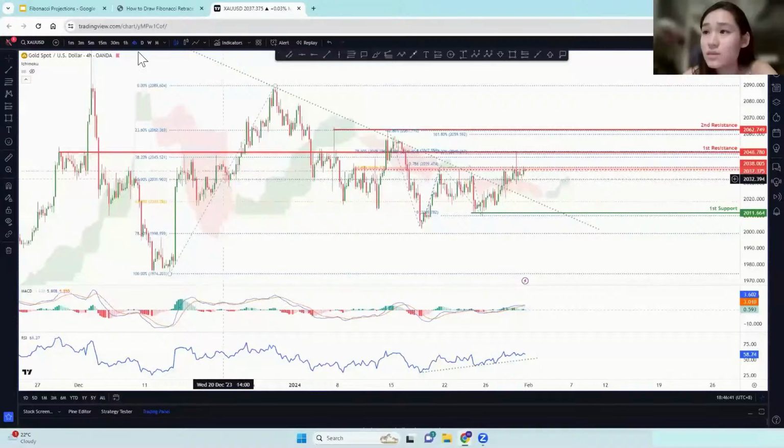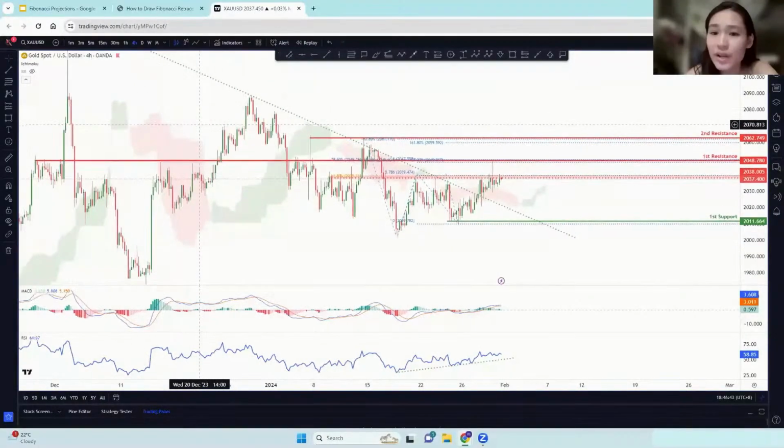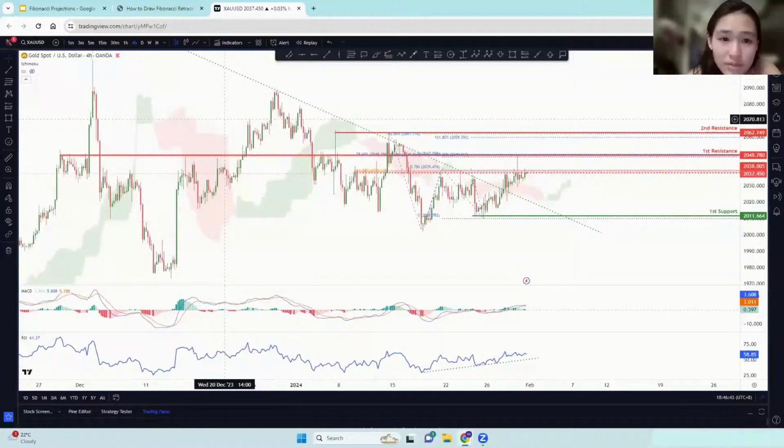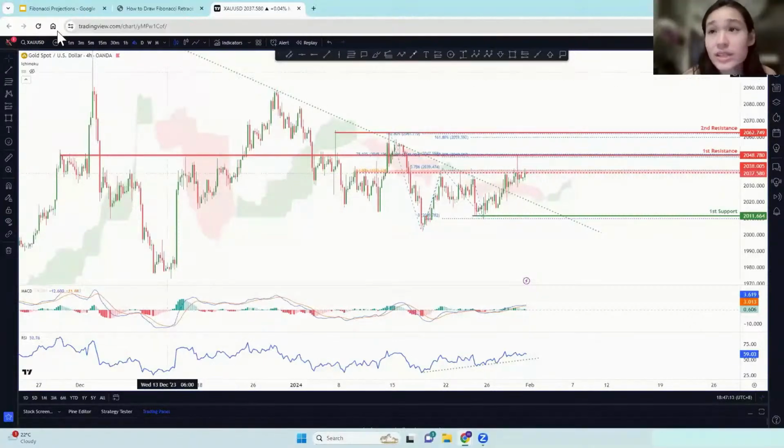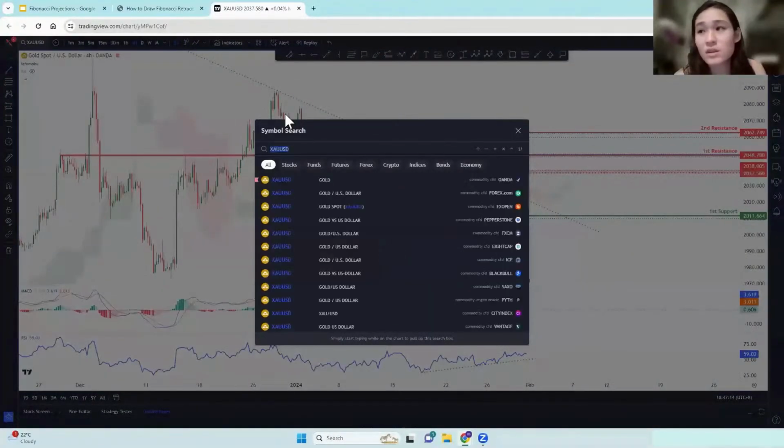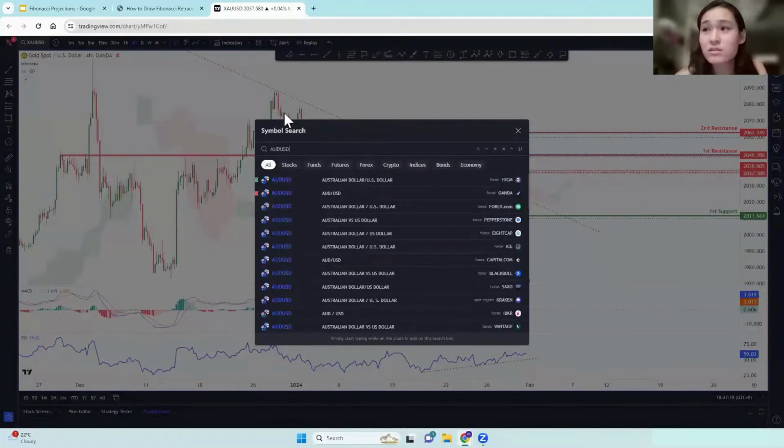Okay. Do you guys have any requests for any charts you'd like me to go through? I think we have time for one more chart. Okay, let's go ahead and look at DXY. Actually, let's look at AUD.